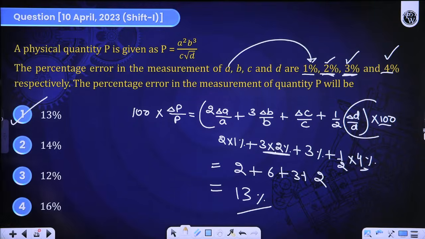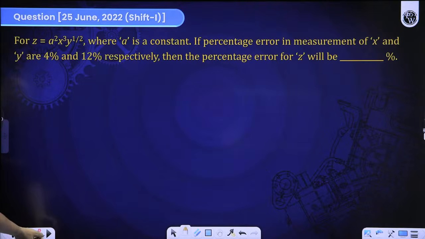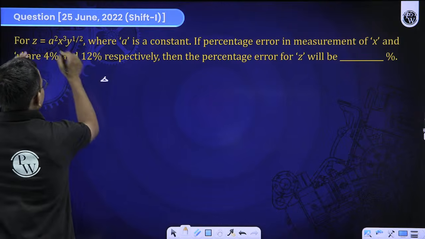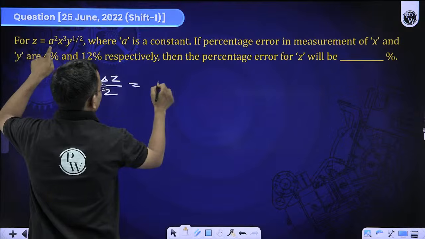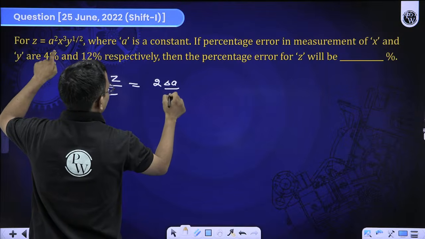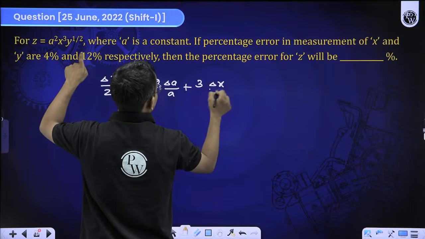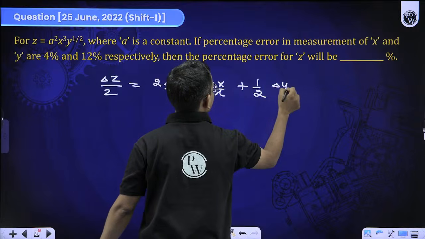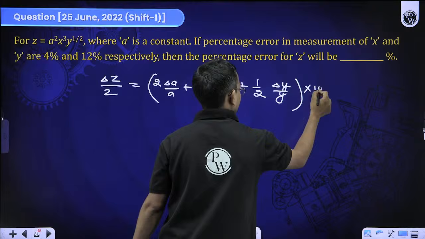Okay, I hope you got it. Here you need to find the error in Z. Again, this relation is given. So delta Z by Z is equal to, power of A is 2, so 2 delta A by A. Power of X is 3, so 3 delta X by X. Power of Y is 1 by 2, so 1 by 2 delta Y by Y. You want percentage error, so multiply with 100.